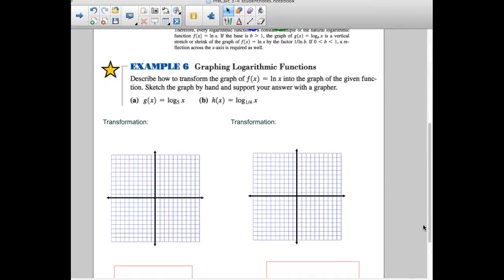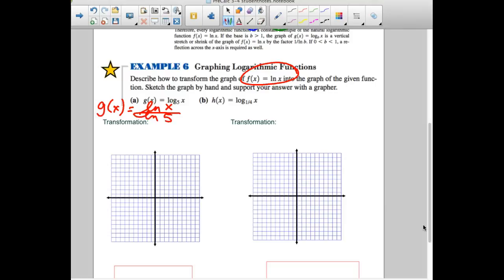So it says describe how to transform the graph of f of x equals the natural log of x into the graph of the given function. State the graph or sketch the graph by hand and support your answer with a calculator. So it's log base 5 of x. We can use a change of base, and instead of using base 5, we can use a natural log, which is what they've asked us to start with. Okay, so I can rewrite this as the natural log of x over the natural log of 5, just using that change of base formula.